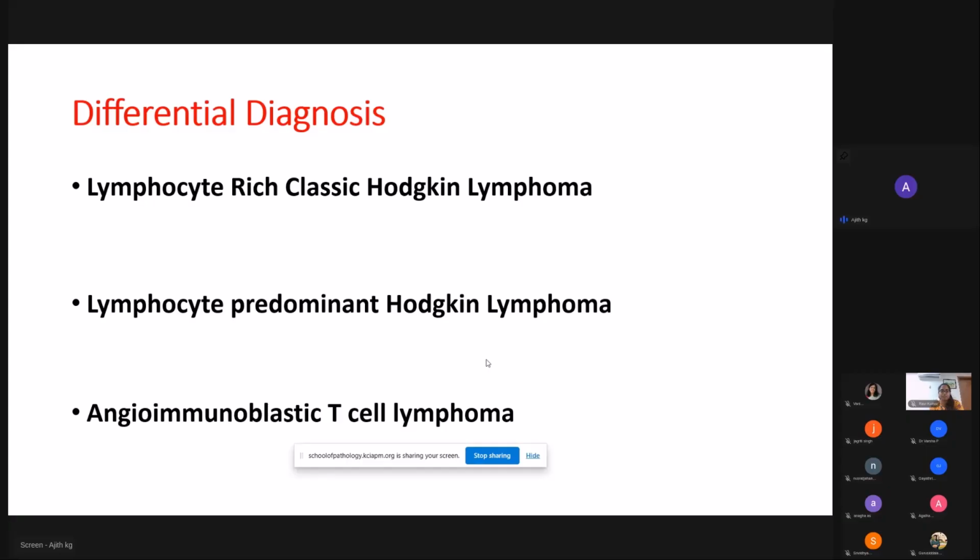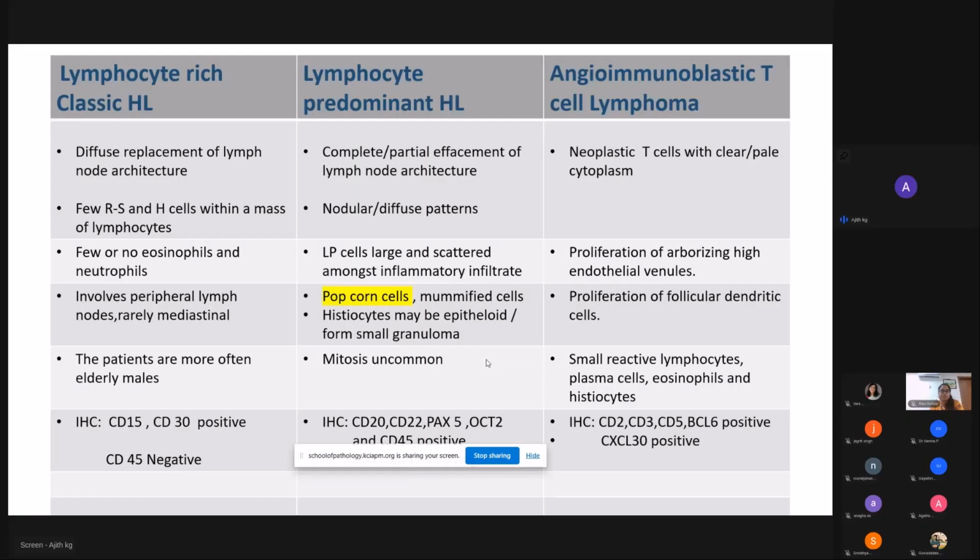To rule this out, I made a simple table. In all three differential diagnoses, there will be a partial or diffuse replacement of the lymph node architecture, whereas in lymphocyte-rich classical Hodgkin's lymphoma, you'll be seeing a few Reed-Sternberg cells and Hodgkin cells within a mass of lymphocytes, whereas in lymphocyte-predominant, we'll be seeing more commonly lymphocyte-predominant cells, those are popcorn cells or mummified cells. And in lymphocyte-predominant, there will be histiocytes, maybe in epithelioid form or small granulomas.